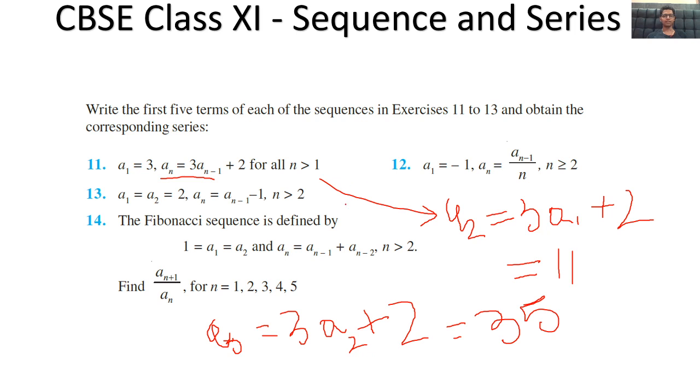Next, let's find the fourth term a4. a4 is going to be 3a3 plus 2. It's going to be 35 into 3. The a3 is 35. 35 into 3 is 105. 105 plus 2 is 107.